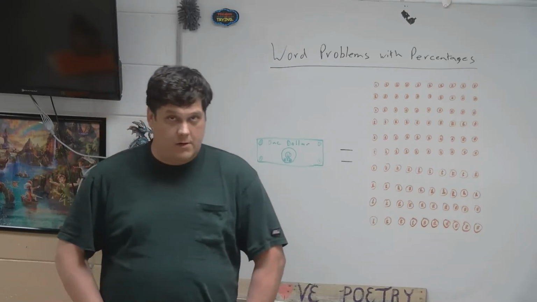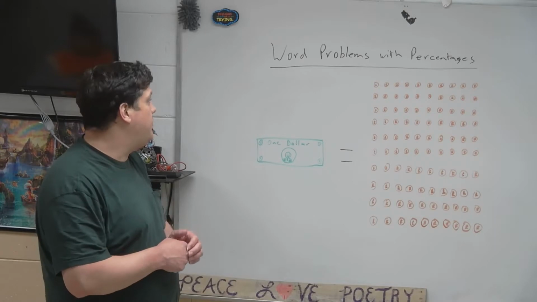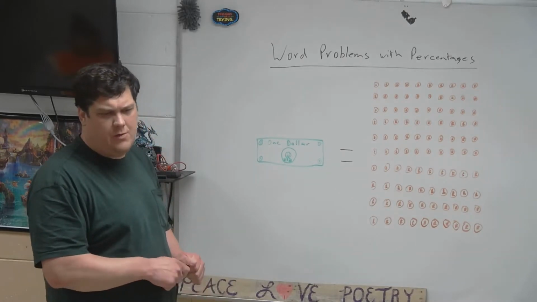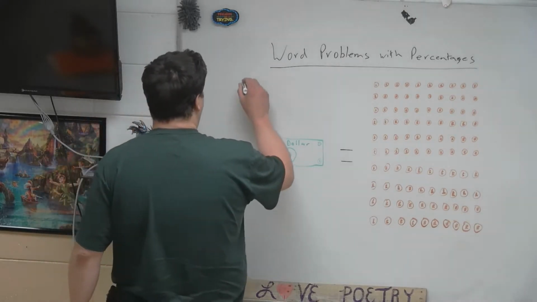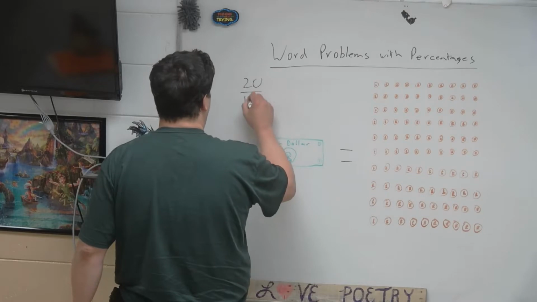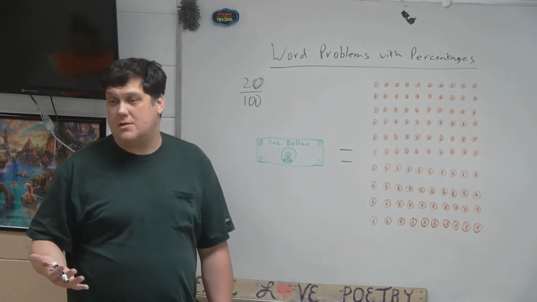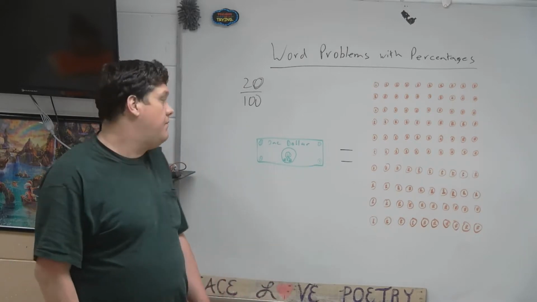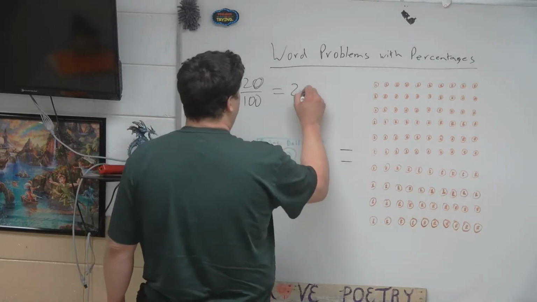Okay, I lied about doing better art, but we're going to work on some word problems with percentages. Okay, ACT sample question: a student missed 20 out of 100 questions on an exam. What percentage of the questions did he get correct? Or what was his percentage score correct? All right, well, 20 out of 100 equals 20%, right?